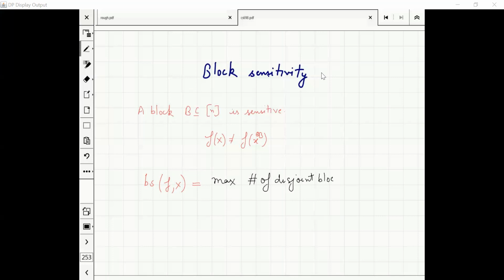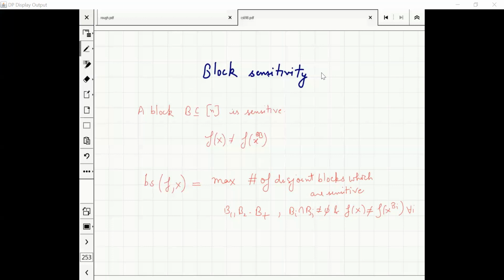We will put the additional condition that the blocks should be disjoint. So there can be many arrangements, many sets of disjoint blocks, each of which are sensitive. The block sensitivity is the maximum number of disjoint blocks which are sensitive. So B1, B2, up to Bt, each of them should be sensitive. Each of them should be disjoint, Bi intersection Bj is empty. And f of x is not equal to f of x^Bi. If that happens, we call it a valid set of sensitive blocks, and the maximum number of disjoint blocks we can collect is called the block sensitivity of f at the input x.